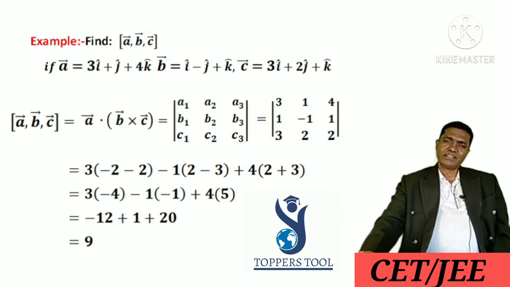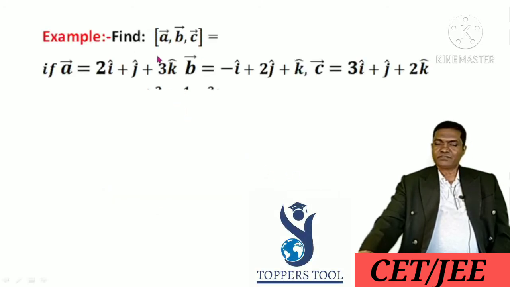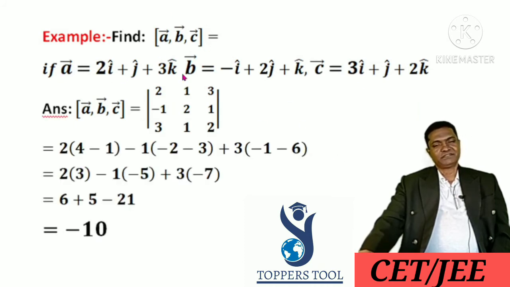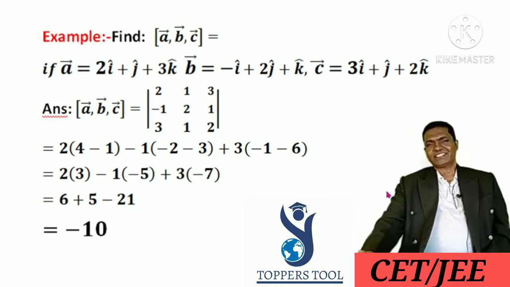So we'll move on to another example to make you much more perfect. Let's find this. You have to find the scalar triple product if these three vectors are given, and the answer is here. Understand, make your own notes. Hope you understand. Nothing is hard here. You have to take care of the positive and negative signs while expanding the determinant. That's the thing.